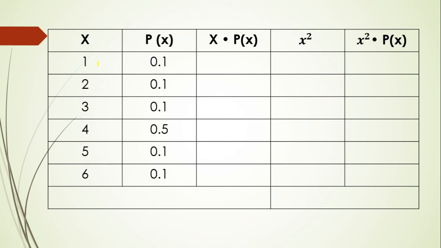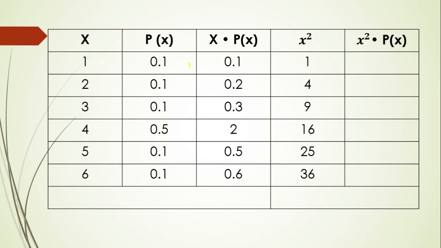First, you have to multiply x times p of x. 1 times 0.1 is 0.1. 2 times 0.1 is 0.2. 3 times 0.1 is 0.3. 4 times 0.5 is 2. 5 times 0.1 is 0.5. 6 times 0.1 is 0.6. Then you have to square the value of x. 1 squared is 1, 2 squared is 4, 3 squared is 9, 4 squared is 16, 5 squared is 25, and 6 squared is 36. And then you have to multiply x squared times p of x.